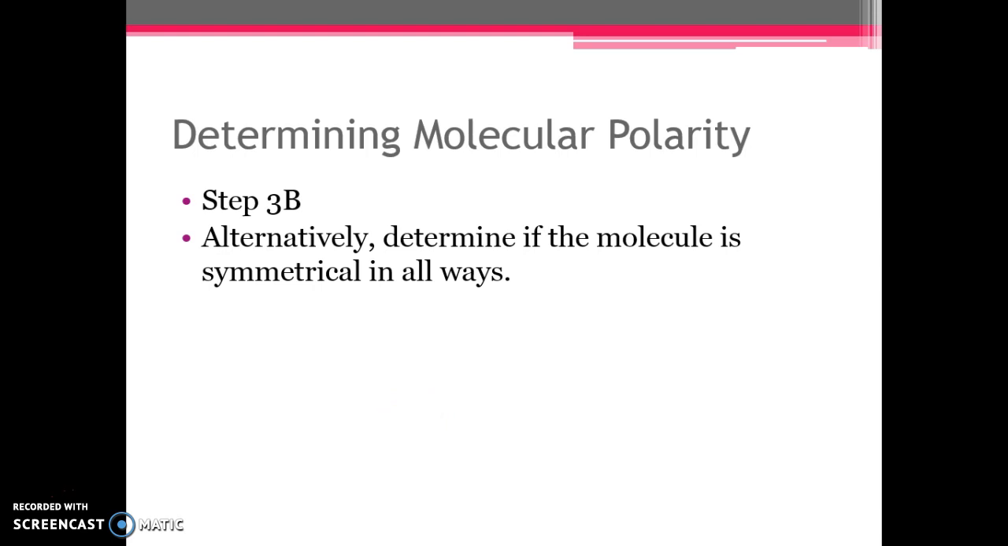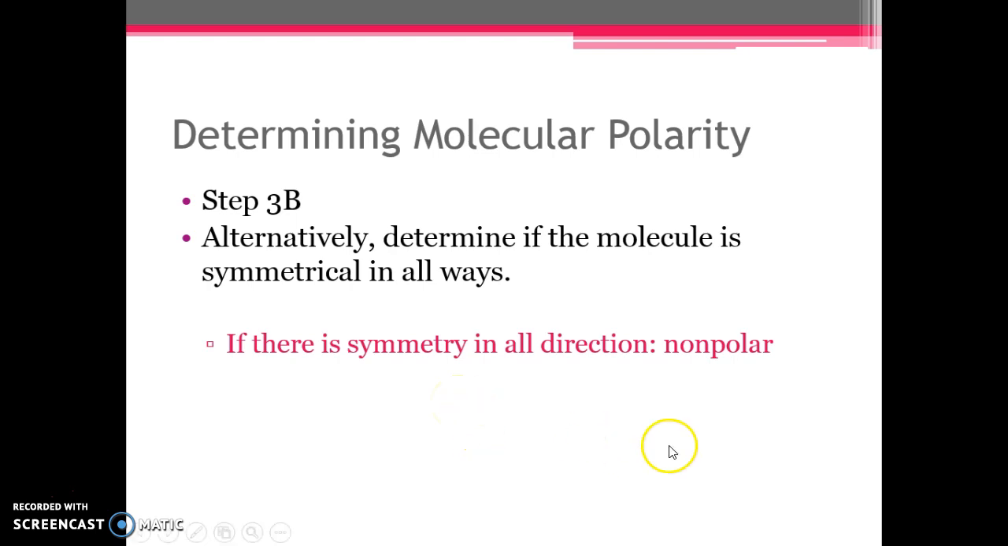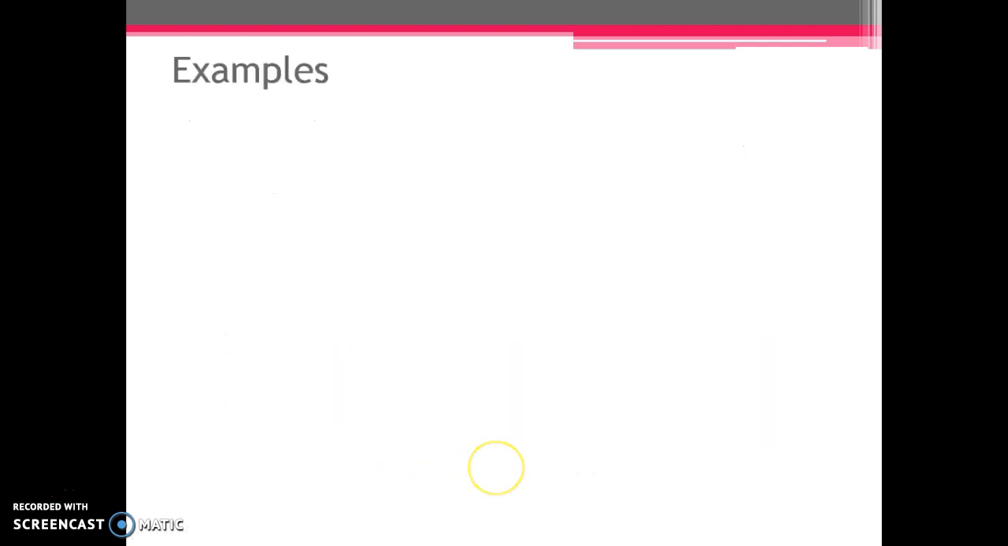You can have 120-degree angle symmetry and so forth. So this one's a little harder to do. But if you determine that there is symmetry in all directions, the molecule will be nonpolar. But if there is any asymmetry going on, chances are the molecule is going to be polar. Now, asymmetry doesn't necessarily mean polarity, because you also have to consider, are there bond dipoles? So remember that.